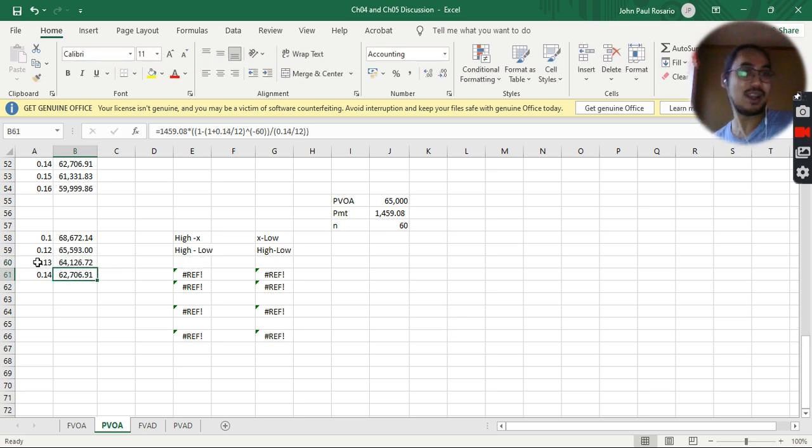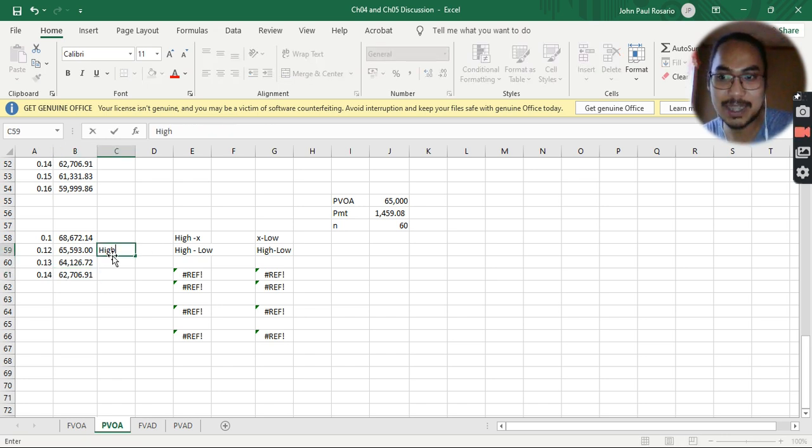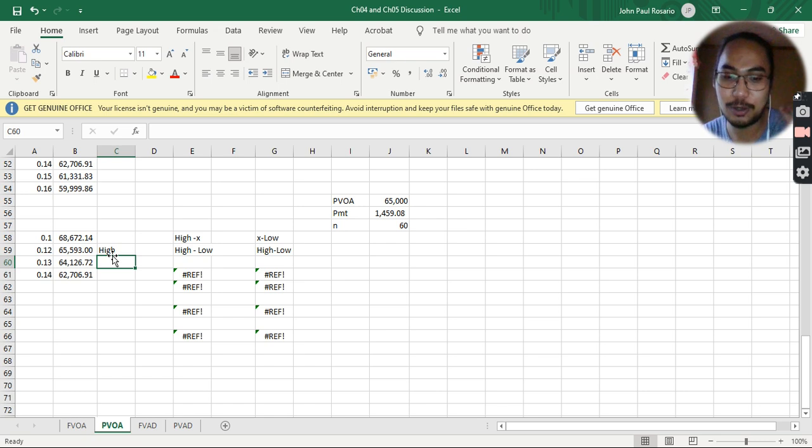It should give us 64. So again, guys, this is another example. Our 65% target is between 65 and 64. So this is now your high-low. High is the high value, 65, and your low would be your low value, 64. Sir, for high-low, don't you look at the interest rate used?